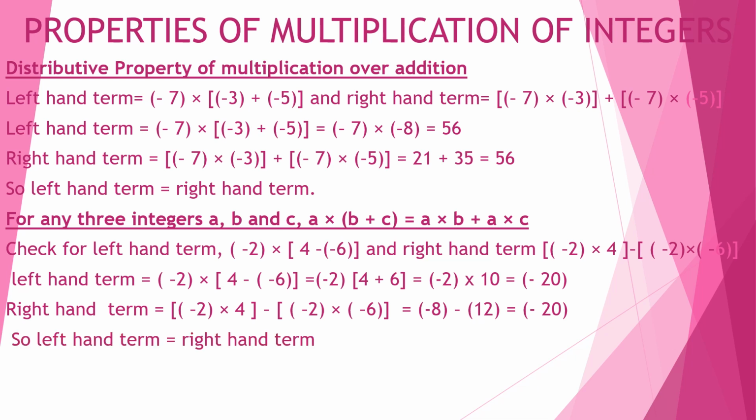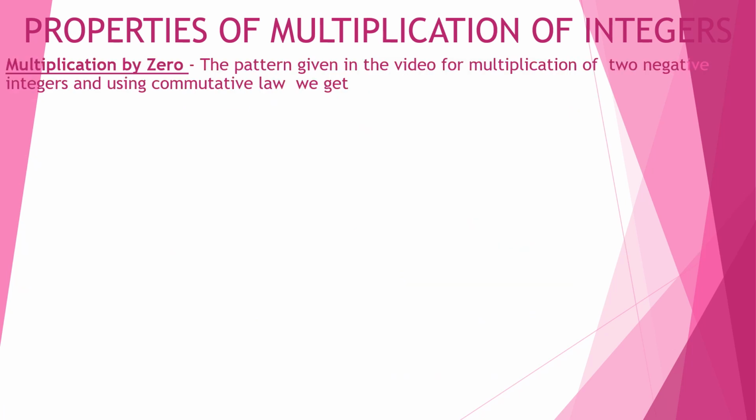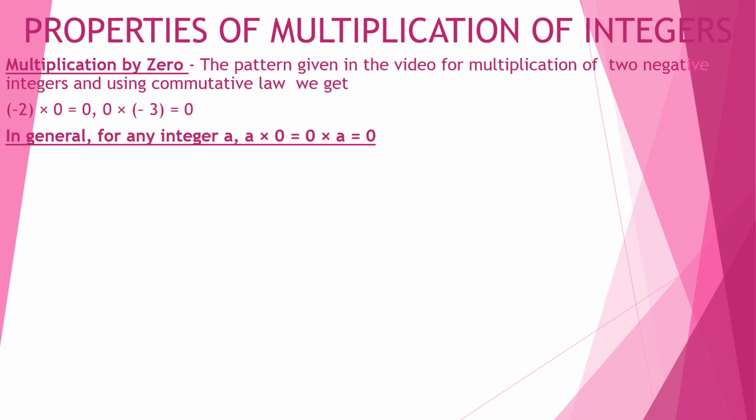Now the left hand term is equal to the right hand term. So I say for any three integers a, b and c, a into b minus c is equal to a into b minus a into c. Now multiplication by 0. Using the pattern given in the video for multiplication of two negative integers and using commutative law, we get minus 2 into 0 is equal to 0 and 0 into minus 3 is equal to 0. So for any integer a, we say a into 0 is equal to 0 into a is equal to 0.